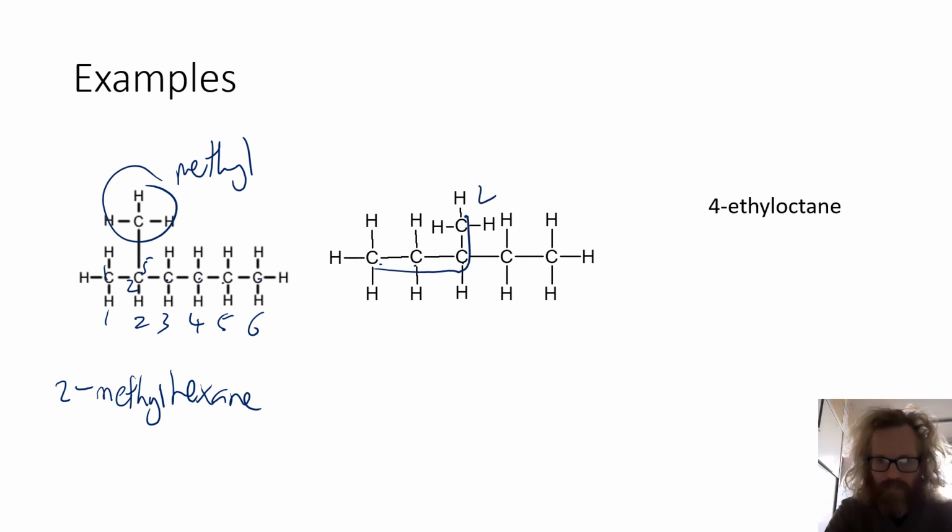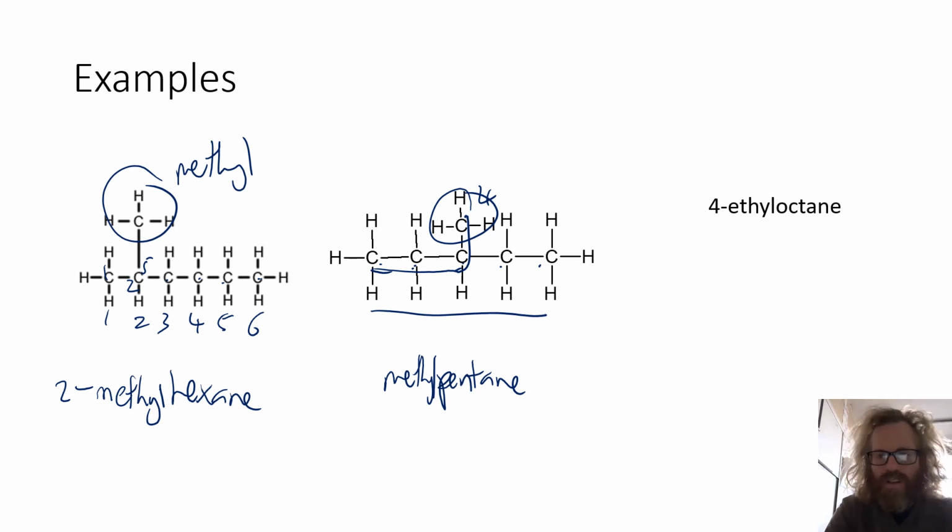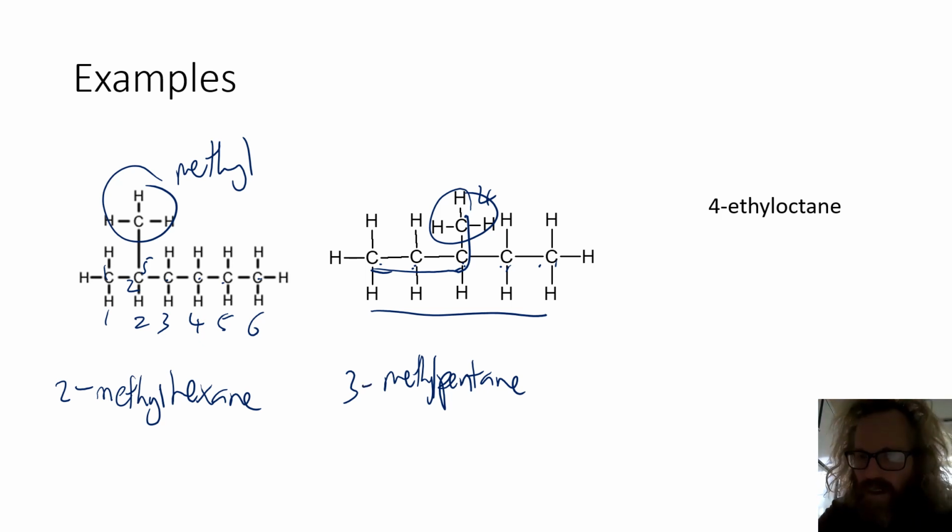This one here, I've got 1, 2, 3, 4 could be the chain. This way there, it's only got 4. But if I go 1, 2, 3, 4, 5, this is the longest chain that way. And so it's going to be pentane, and then I've got another 1 carbon unit, so it's methyl, and it doesn't matter which way I count, it's 1, 2, 3, so it's on the 3rd carbon there, so 3-methylpentane.